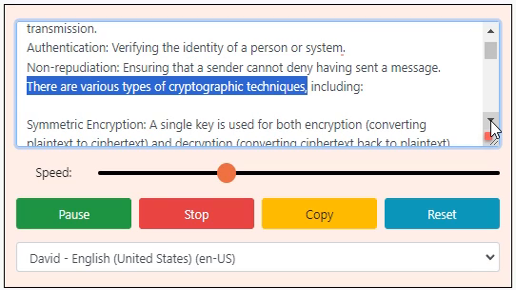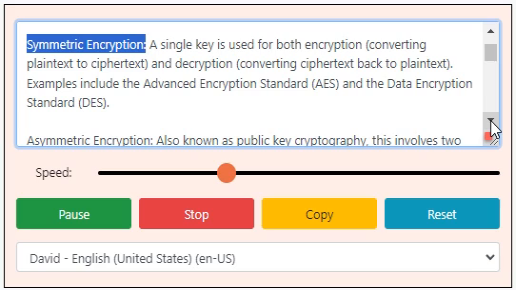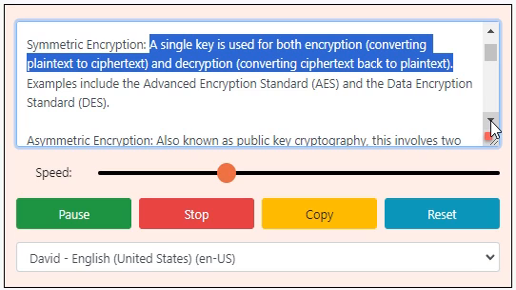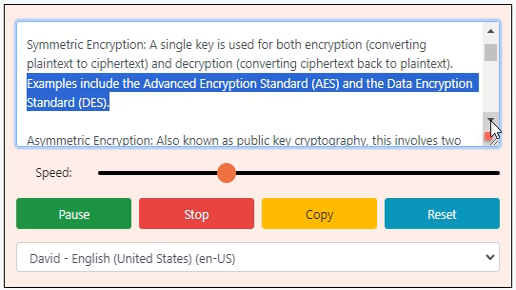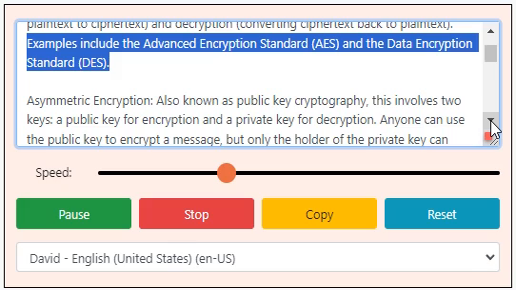There are various types of cryptographic techniques, including symmetric encryption. A single key is used for both encryption, converting plain text to ciphertext, and decryption, converting ciphertext back to plain text. Examples include the Advanced Encryption Standard, AES, and the Data Encryption Standard, DES.